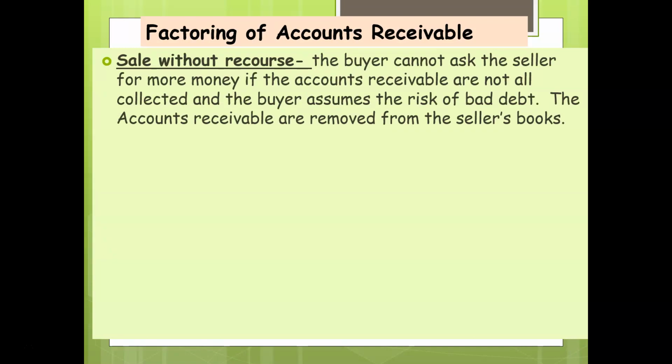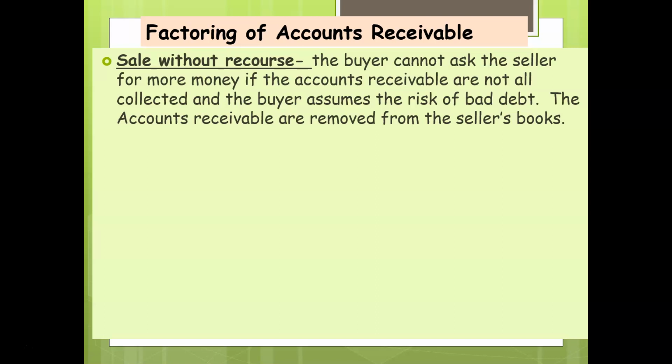Now let's take a look at factoring of accounts receivable. This is when a company needs their cash right away, so what they do is they sell their accounts receivable to a third party who's going to collect them, and they charge a fee for this. Now, there are two ways they can do this.